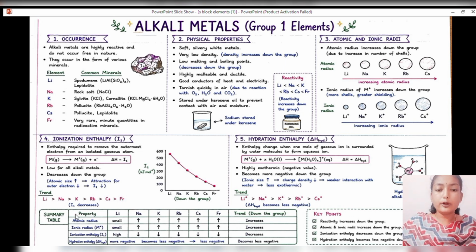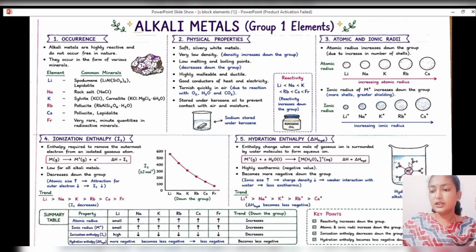So the properties: atomic radii. Lithium is very small, and it increases down the group. Ionic radius also increases down the group. Ionization enthalpy decreases down the group. And the hydration enthalpy for lithium is more negative. As you go down the group, the negativity decreases.